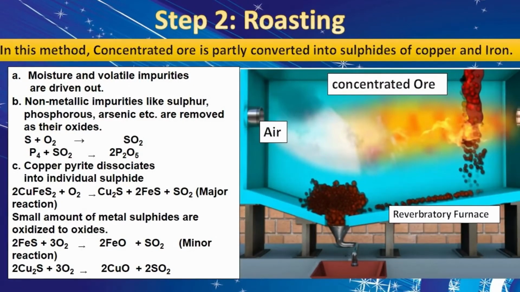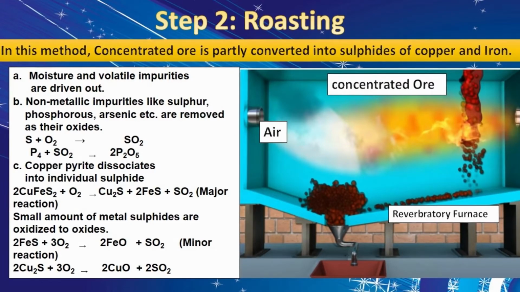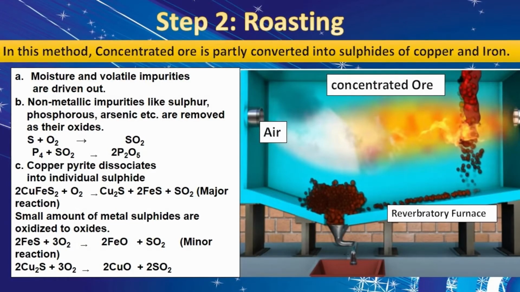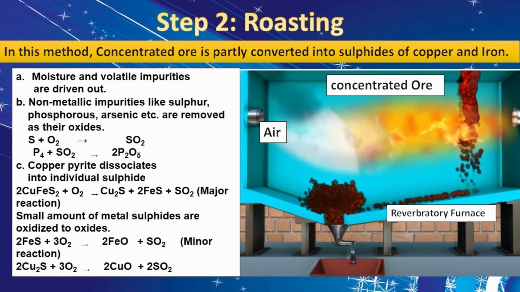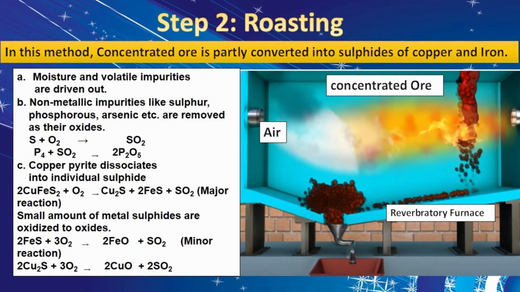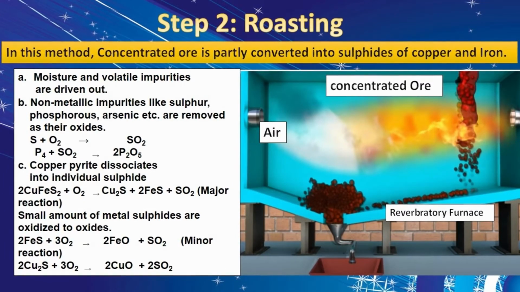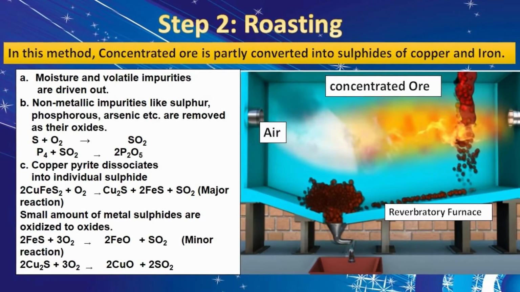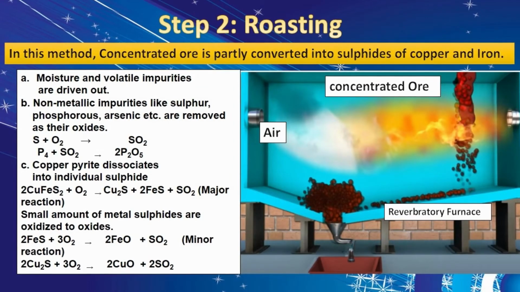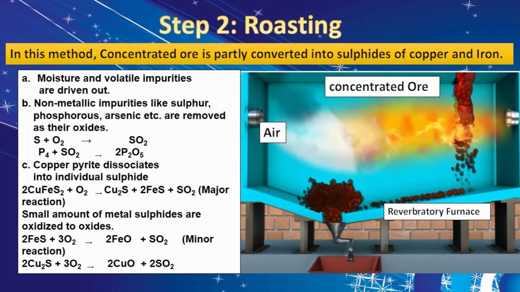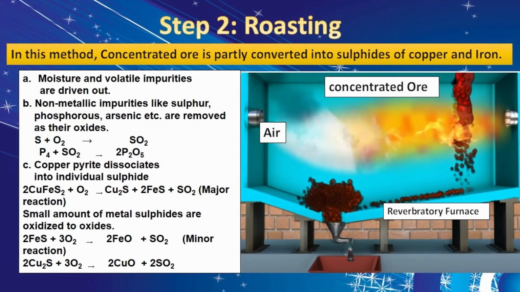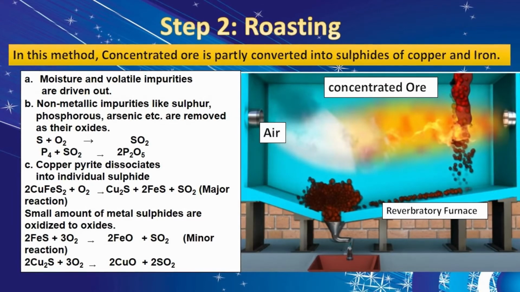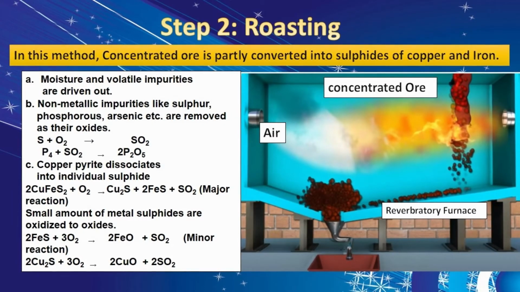In roasting, the concentrated ore is heated in the presence of oxygen in a reverberatory furnace. So moisture present in the concentrated ore will be removed. Volatile impurities will be removed, as well as non-metallic impurities such as sulfur will get oxidized to sulfur dioxide, phosphorus will get oxidized to phosphorus pentoxide, and arsenic will get oxidized to arsenic oxide, and those oxides will also be removed. Then the copper pyrite will dissociate into individual sulfides.